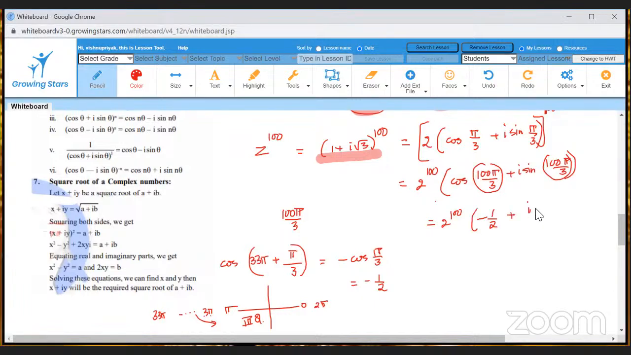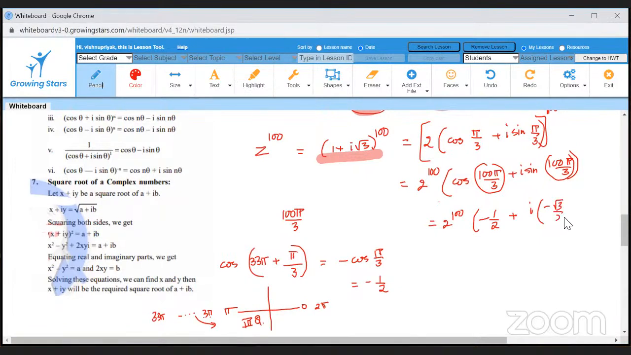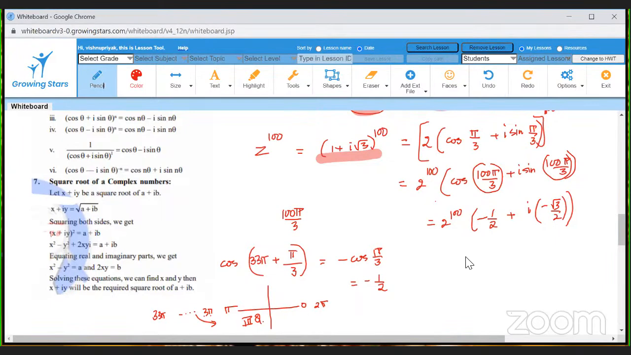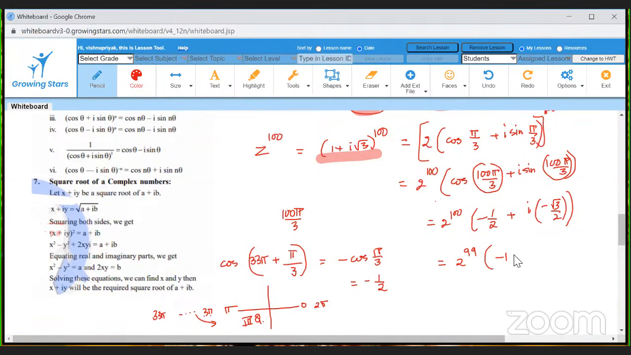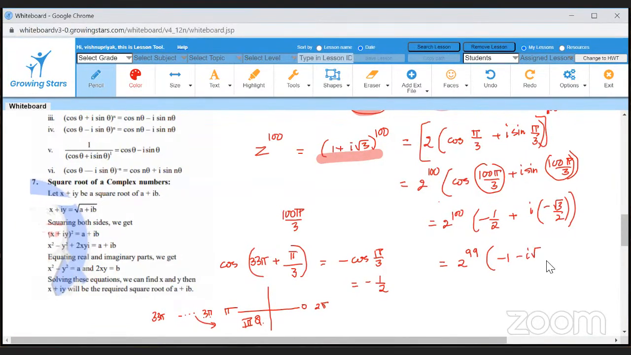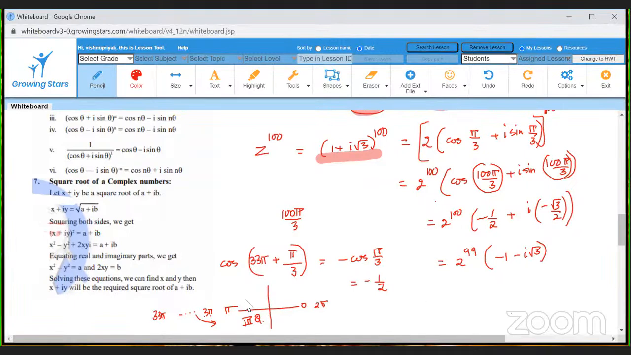Then sine also will be negative in the third quadrant. Sine pi by 3, sine 60 is root 3 by 2. So you will have it like this, or 2 power 99 into minus 1 minus i root 3. This is how you will get the value if you multiply 100 times.